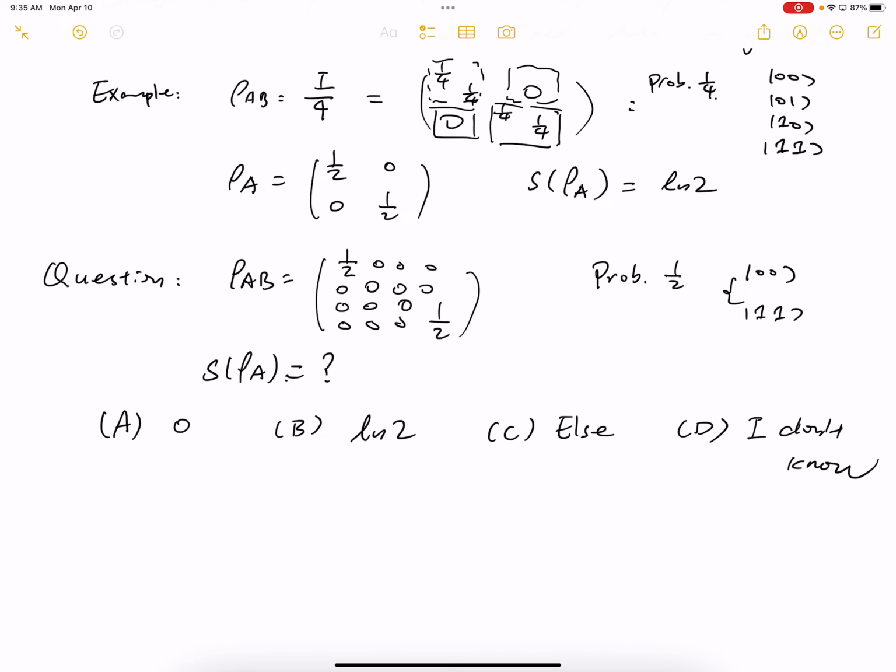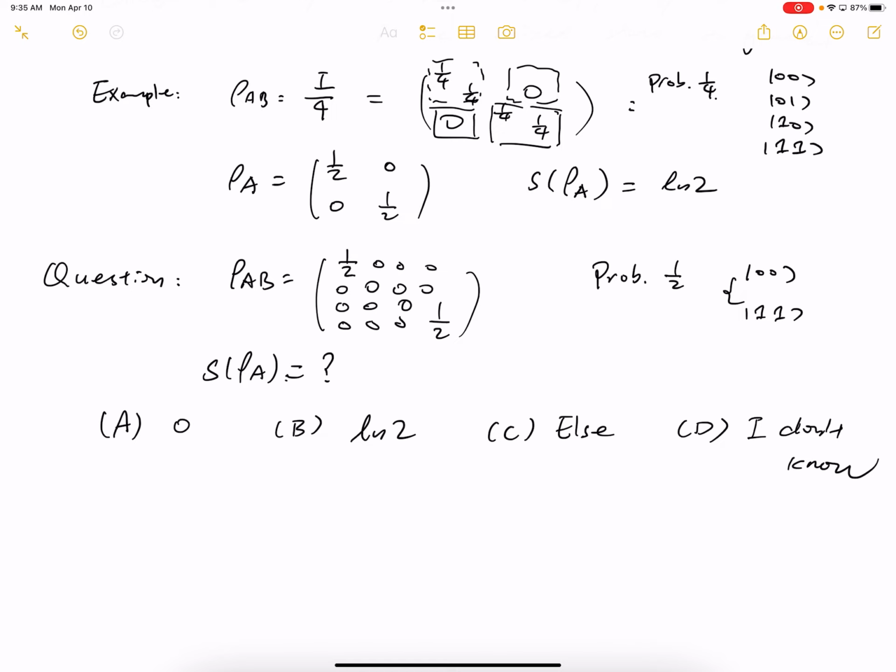No, the answer is log 2. Because we just said it's a mixed state, so it can't... No, but that's why the measure is not useful. Yeah, the measure is not useful, but the entanglement entropy is still defined. The quantity is still there. It's not useful, right? So this is just an exercise for you to calculate.